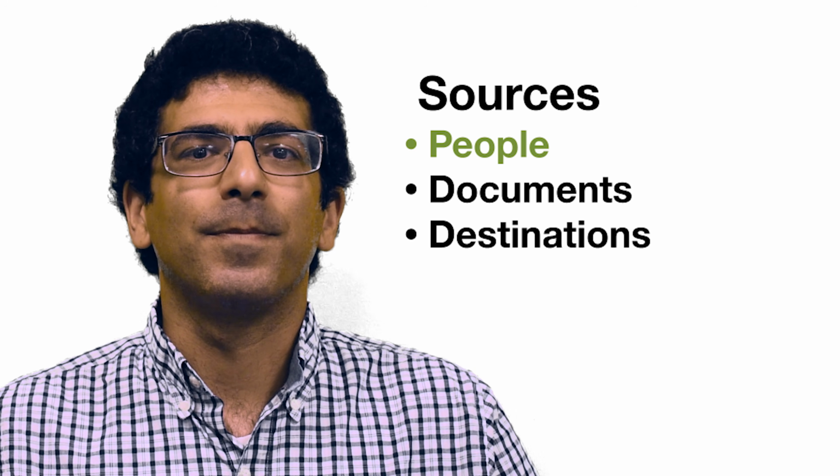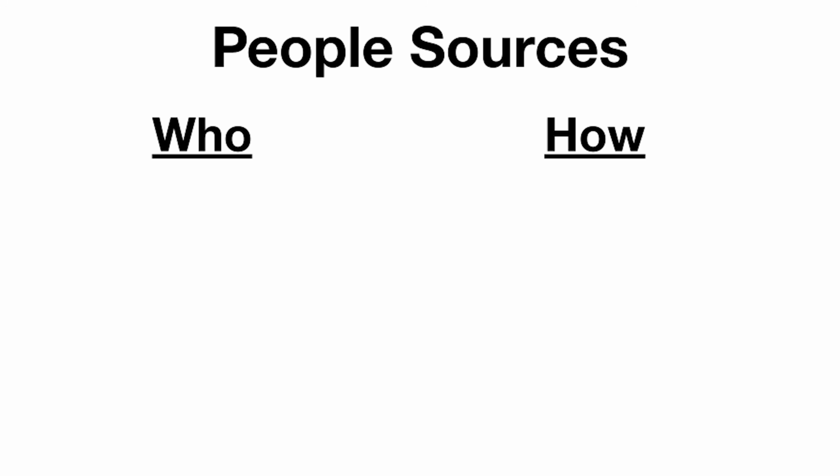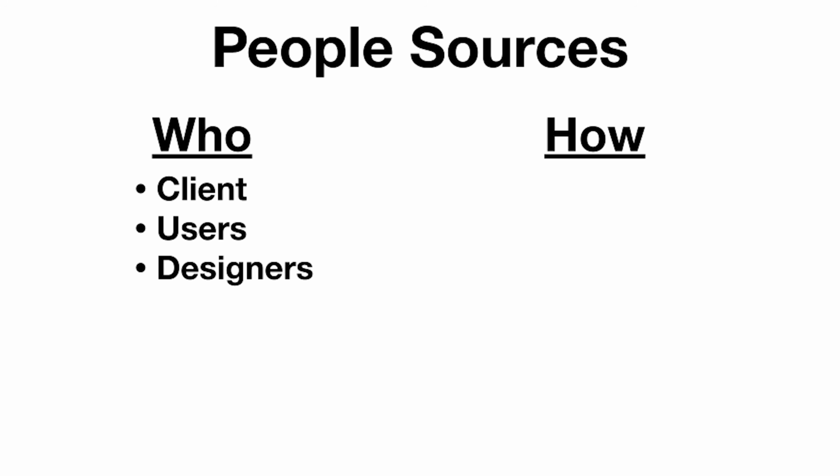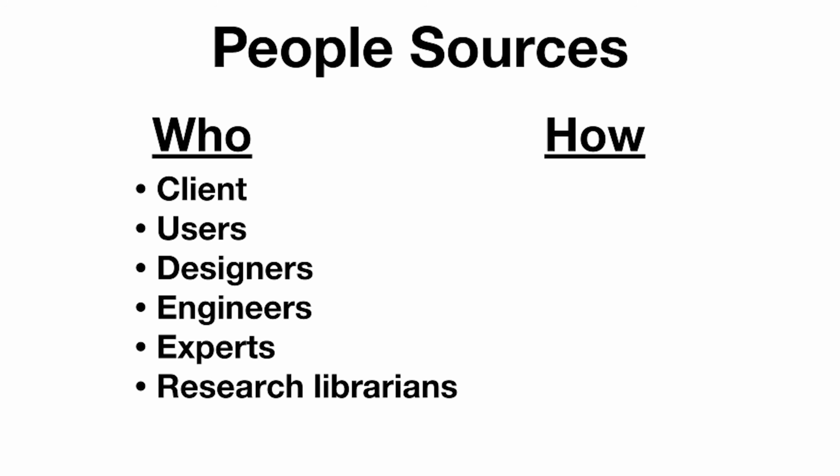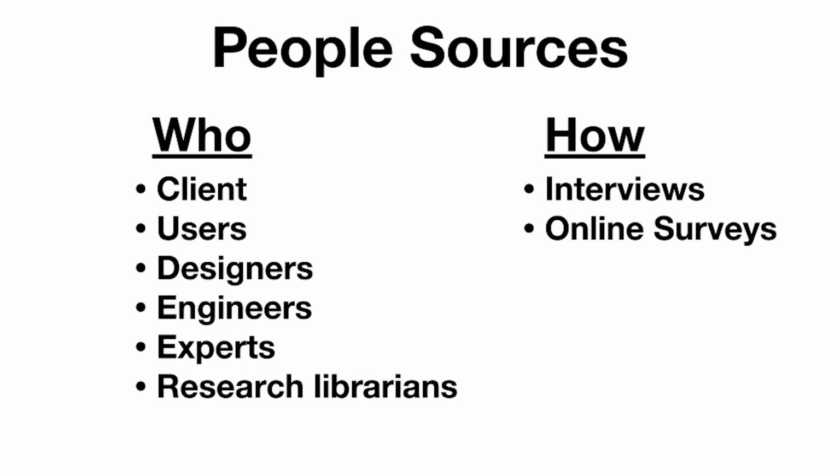Let's start with people. Who are some of the people you might want to talk to for gathering information about your project? There's your client, potential users, your fellow designers, or engineers. You might wish to consult with experts in the field or research librarians. You can gather information from people using interviews or online surveys. Dialogue is important because it gives you immediate feedback and lets you engage with your source.